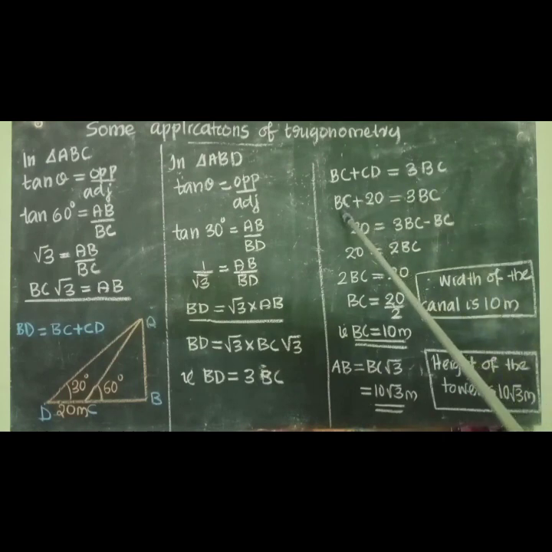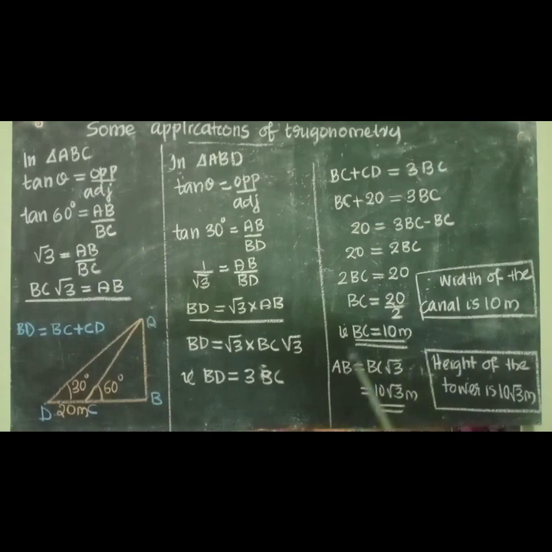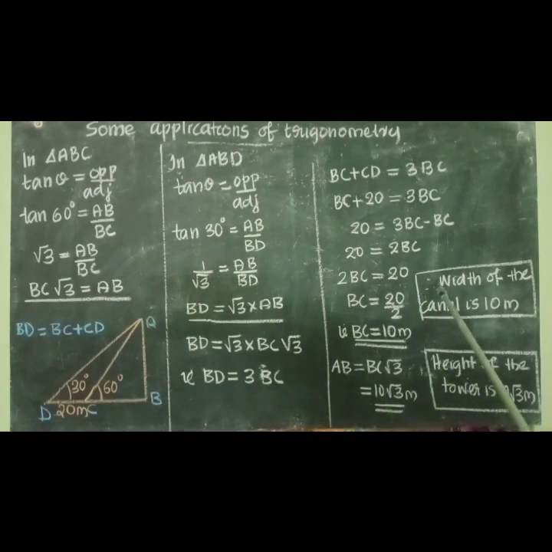This BC we can take to right side. We get 20 equal to 3 BC minus BC. That is 20 equal to 2 BC. Change the sides. We get 2 BC equal to 20. BC equal to 20 by 2. That is BC equal to 10 meter. BC is the width of the canal. So we can conclude, therefore, width of the canal is 10 meter.